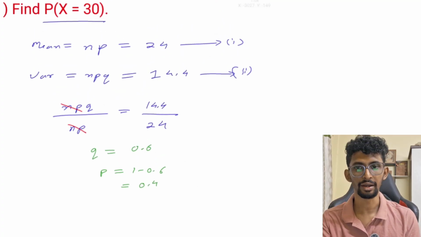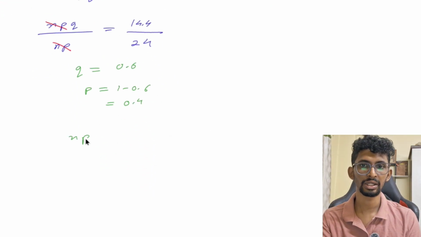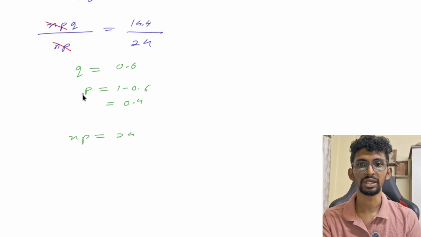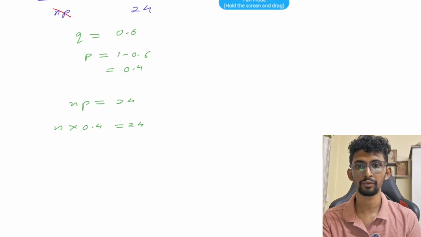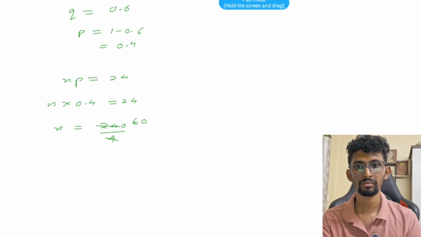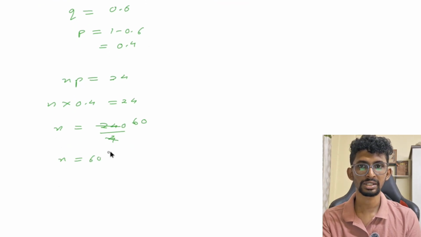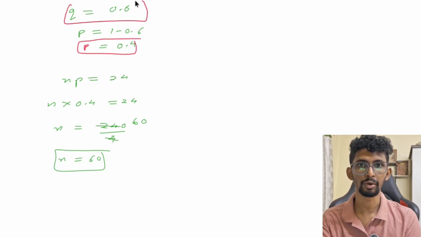So now next is N. NP is 24 and P is 0.4. So N times 0.4 is 24. If I take 0.4 to the other side, I will get 240 by 4, so it will be 60. So N is 60. Now we got the value of P, which is 0.4, and Q, which is 0.6.